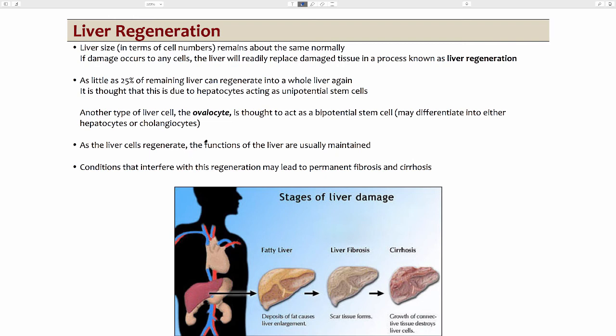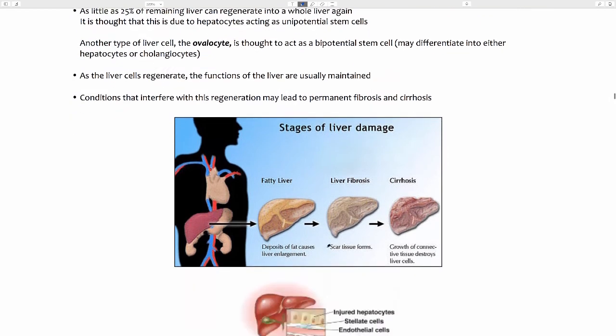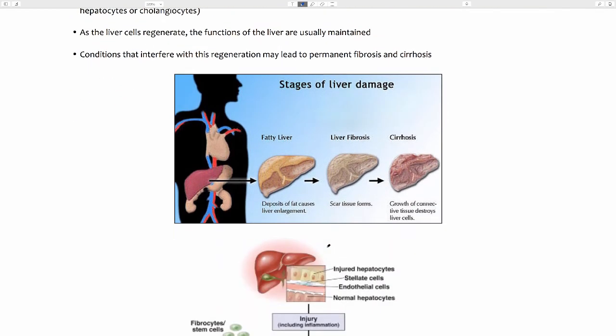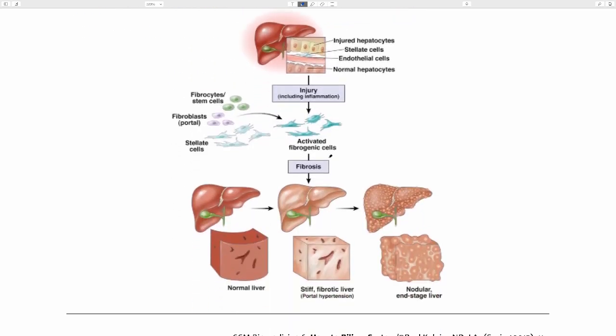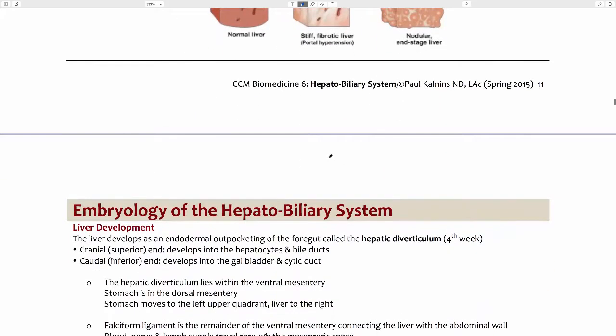As the liver cells regenerate, the functions of the liver are usually maintained. And again, any scarring or cirrhosis can inhibit this. So here's a sequence we'll see with fatty liver: when you get lots of fat in the liver, this can result in fibrosis over time and then liver cirrhosis. So just having fat is not the only problem. It can lead to the scarring as well with time. And this picture just kind of shows you that whole process and the immune process that goes with it.